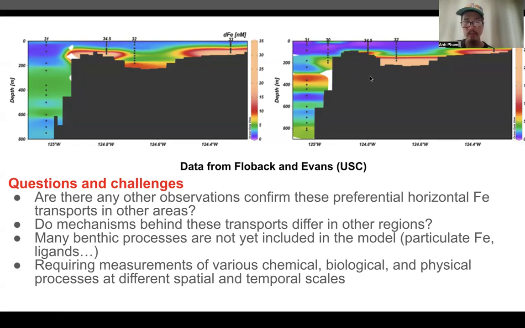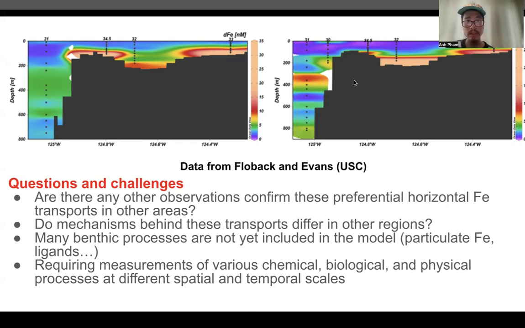And that is very important because particulate iron can interact with dissolved iron along the transport pathway. And also we haven't yet explored the roles of ligands potentially being released from benthic sediments in protecting iron along the transport pathway. To address these questions and challenges in future research, it's going to require measurements of various chemical, biological, and physical processes at different spatial and temporal scales.